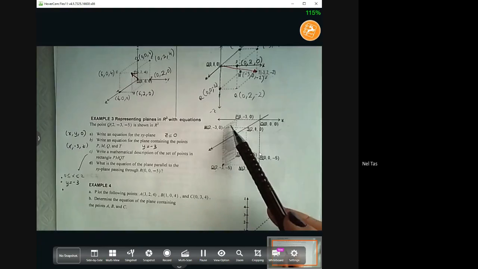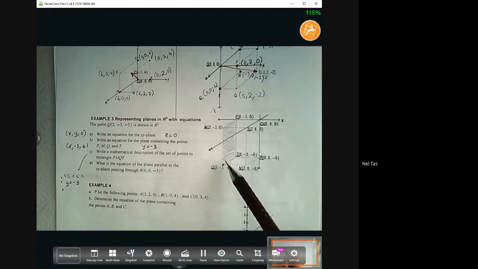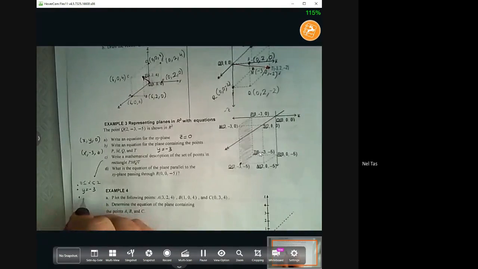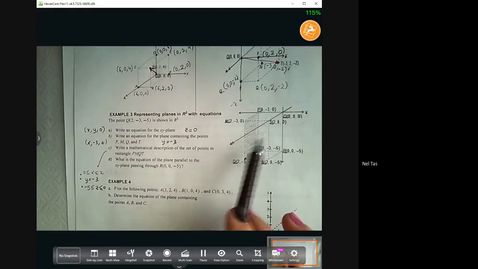Again, if you pick any point on that plane, that point must have a z coordinate between 0 and -5. So these 3 conditions represent the set of points on that rectangle, PMQT.